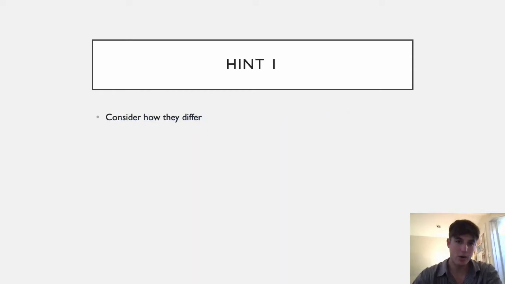So my first hint is, when you have a comparison of two things, the key is to first say how they differ, and then to think about how those differences affect outcomes. So first think to yourself how they differ.